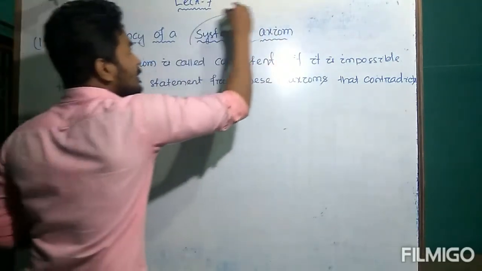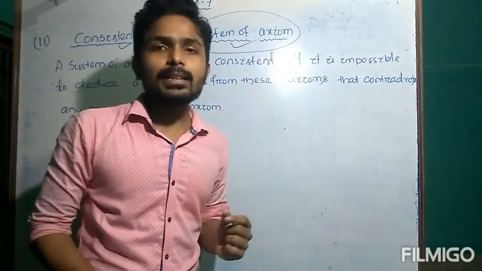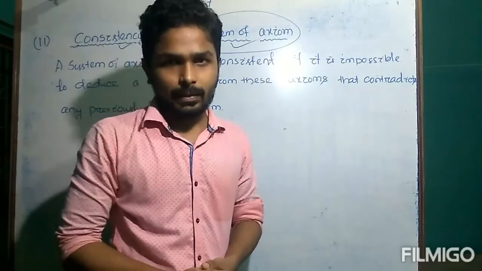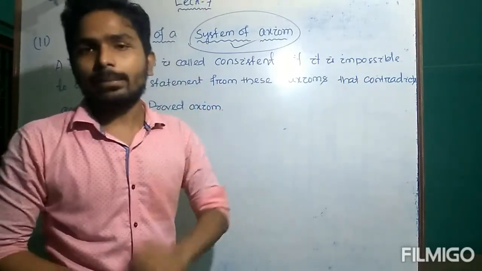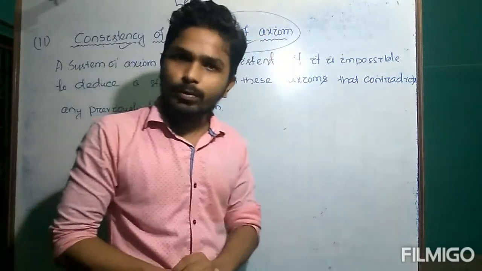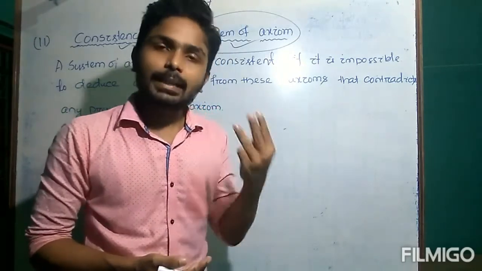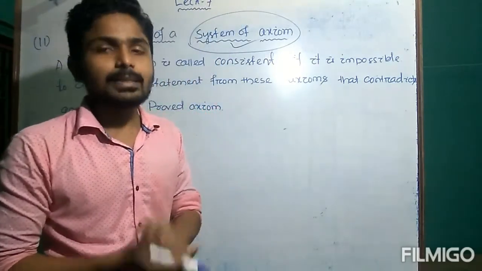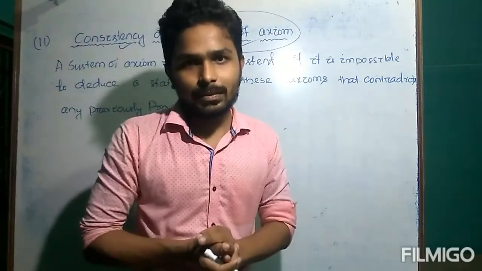So what is the meaning of system of axiom? A system of axioms is a system which contains more than one self-evident true statement. As we know, axiom means they are the self-evident true statements. Suppose I have 3 statements, and these 3 are true statements. Then these 3 combinedly form a system of axioms.